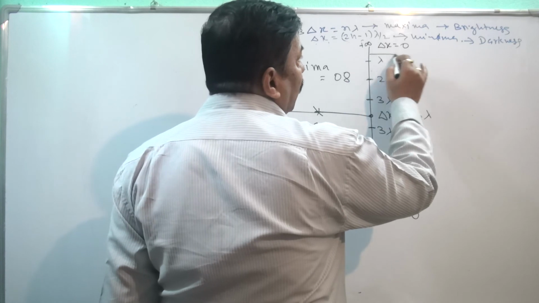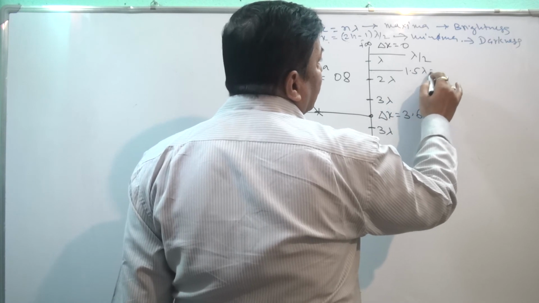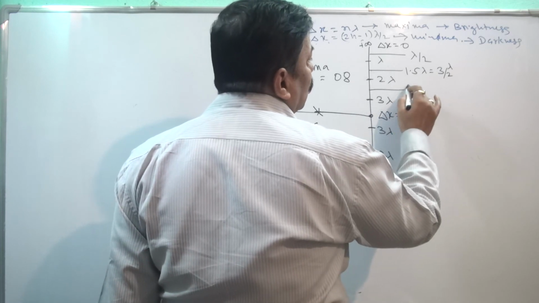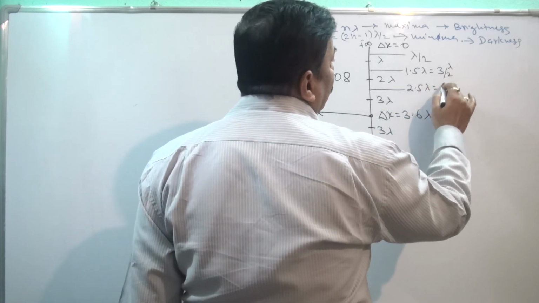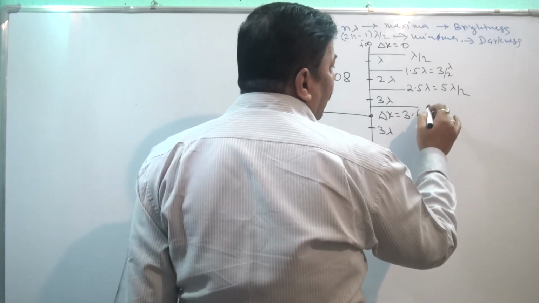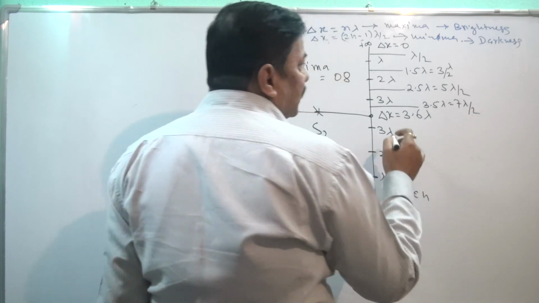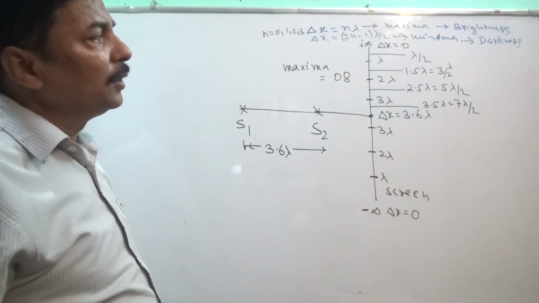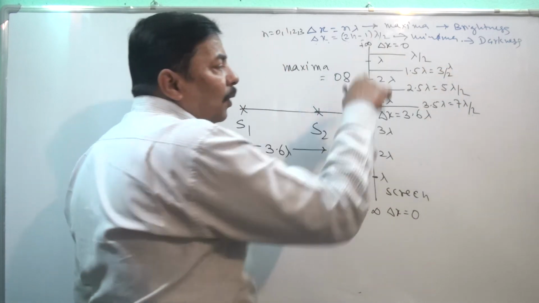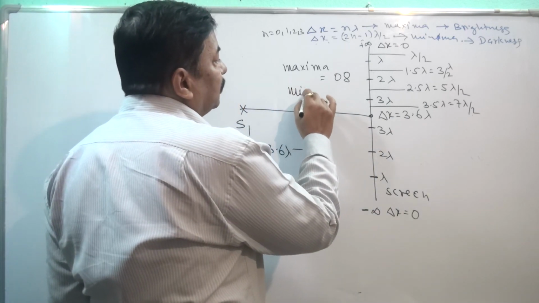If we are getting the minima, the path difference should be an odd multiple of half wavelength. Here we will get lambda by 2. Here we will get 1.5 lambda, that is 3 lambda by 2. Here 2.5 lambda, that is 5 lambda by 2. And one more value, 3.5 lambda, that is 7 lambda by 2. Similarly, on the lower side also we can do. So how many minima are there? 1, 2, 3, 4, 4 upside, 4 downside. So number of minima is again 8.